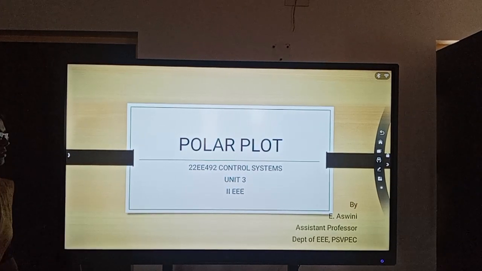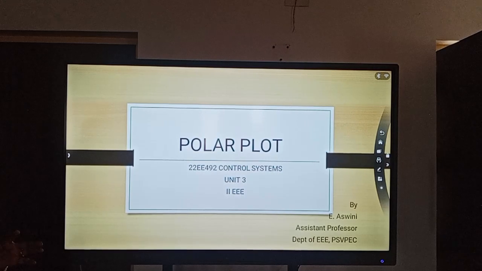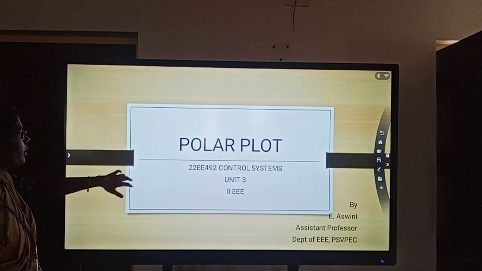Polar plot. Okay, so that is in the third unit. The next topic is polar plot. We have already discussed Nyquist plots. What is the difference between these two, Nyquist plot as well as polar plot? Nyquist plot ranges for the negative frequencies as well, that is from minus infinity to infinity, whereas polar plot ranges from 0 to infinity. So next we are going to see the basics of polar plot.